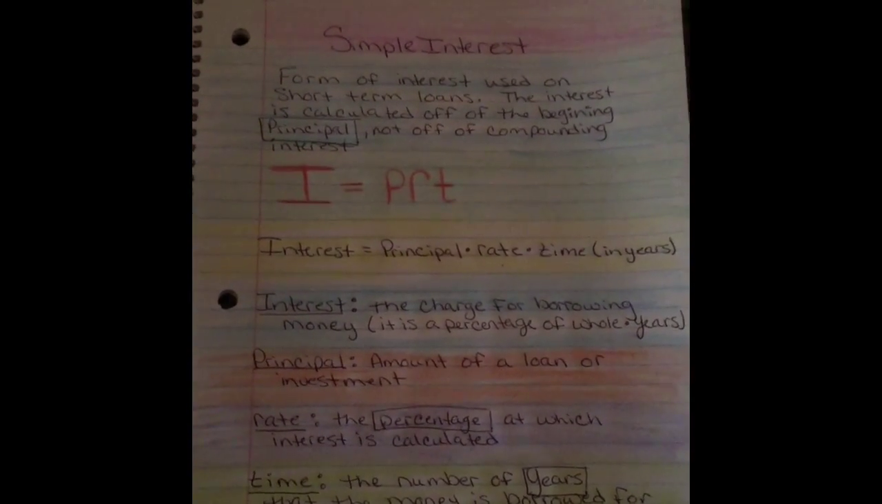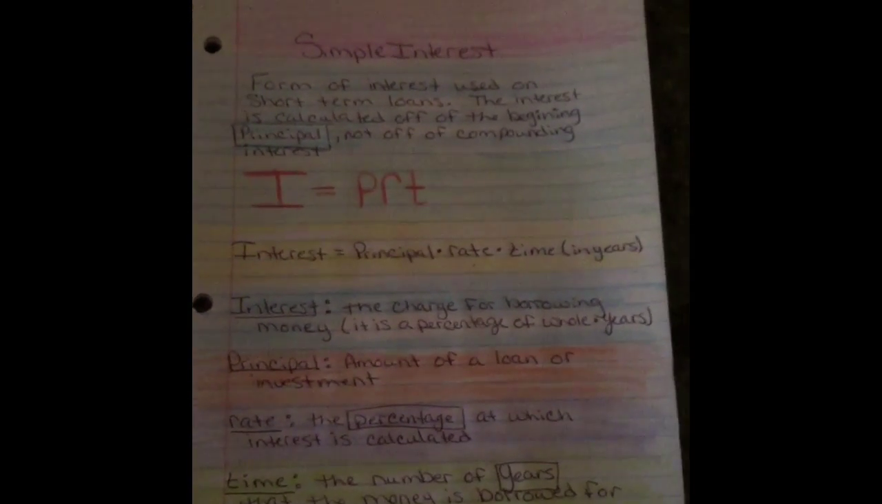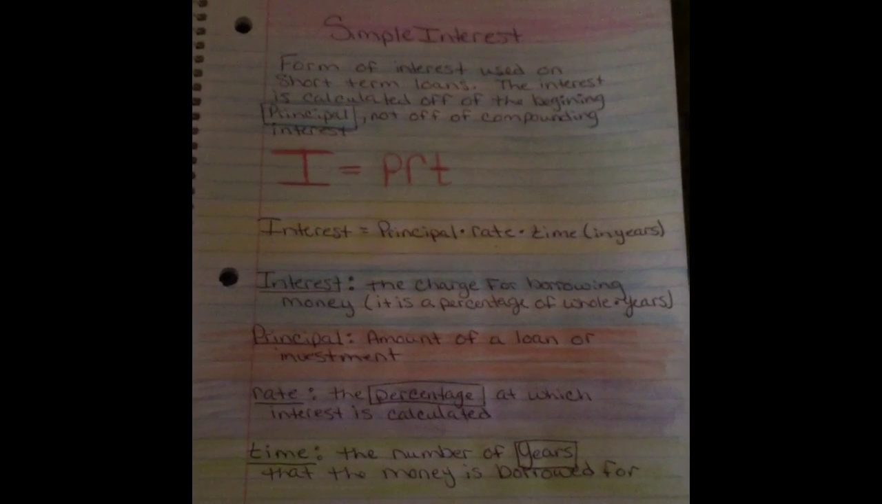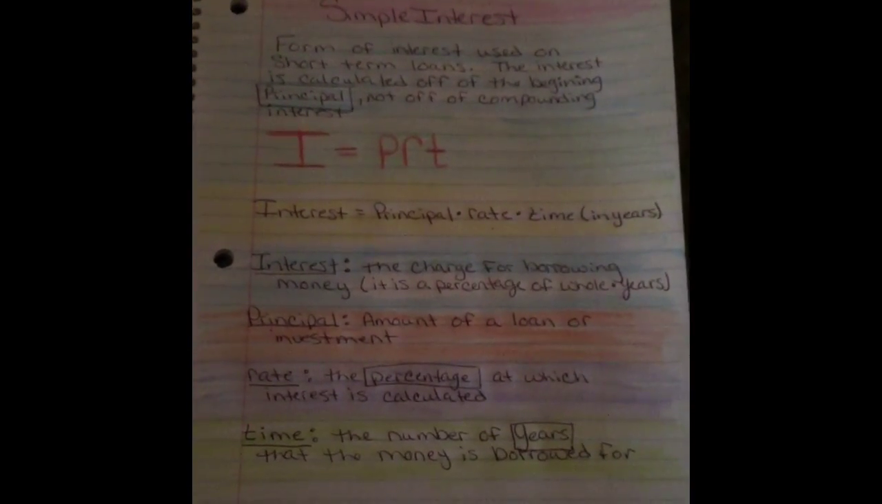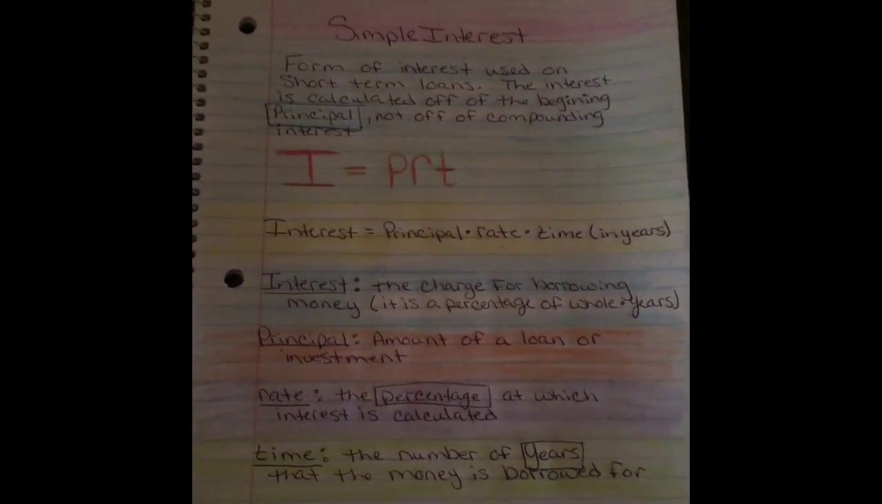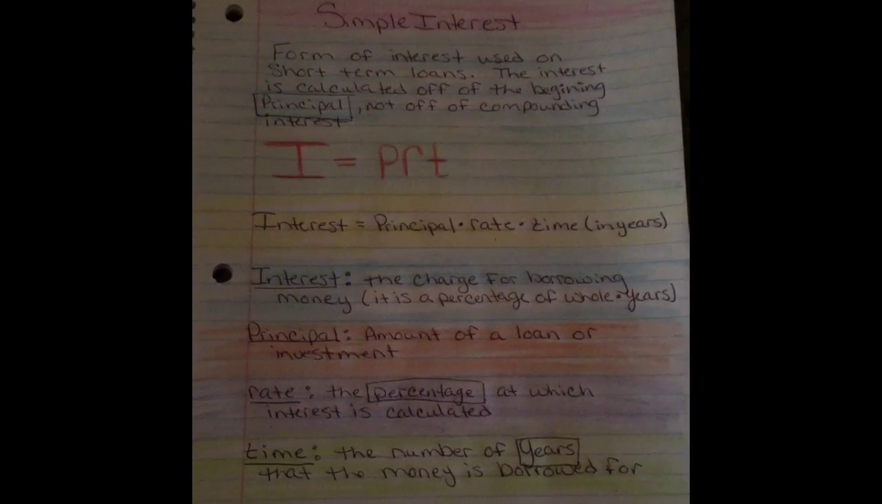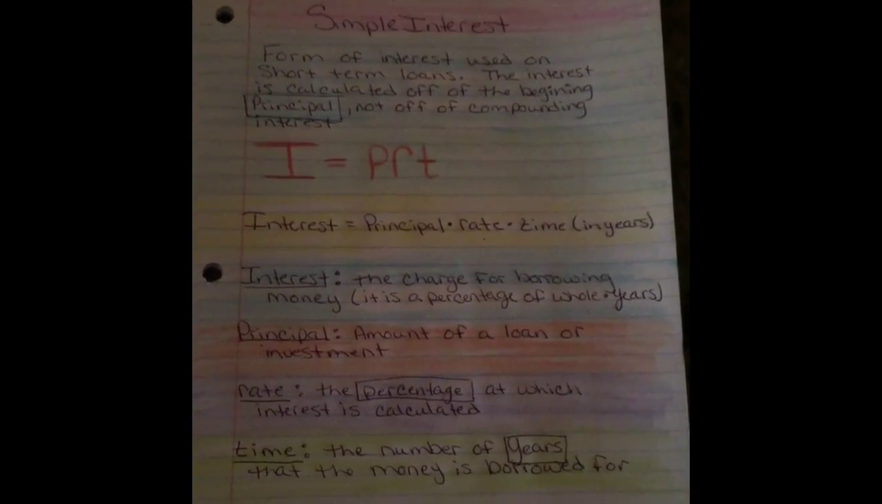The formula is I equals PRT. What that means is the interest equals the principal, which is the original amount borrowed, times the rate times the time in years. Interest is the charge that a bank charges for borrowing money.